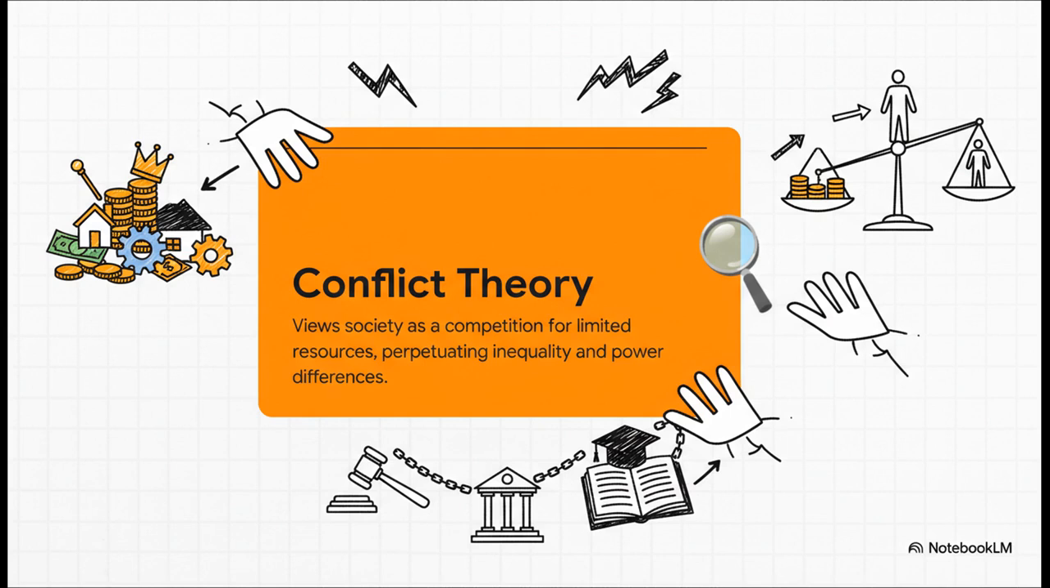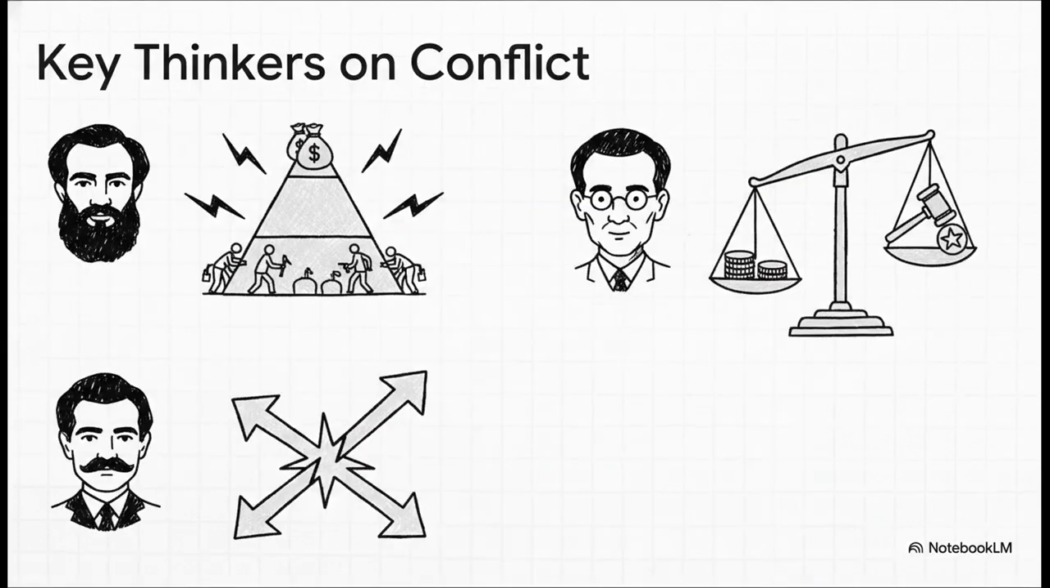And those social institutions like the government or schools, they're not seen as neutral. They're actually the tools that powerful groups use to maintain their lead in the competition. Of course, the big name here is Karl Marx. He saw basically all of human history as a story of class conflict. But other thinkers built on that. Max Weber said, sure, it's about money, but it's also about power and social status. And George Simmel had a really interesting take. He argued that sometimes conflict can actually be a good thing, bringing people together to fight for change.